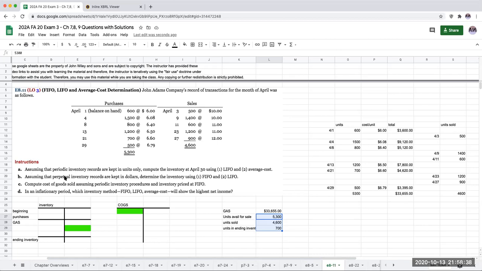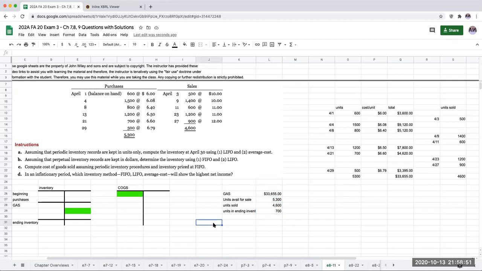So the first one is assuming that periodic inventory records are kept in units only, compute the inventory at April 30th using LIFO and average cost. I'm going to assume what they're asking me for is periodic. What they're asking me here is for periodic cost of goods sold, periodic ending inventory.